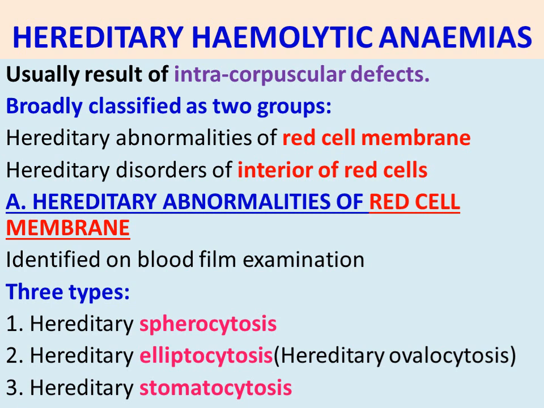First let us discuss the hereditary abnormalities of the red cell membrane. These are identified on blood film examination, that means we can examine the blood film and determine the red cell membrane damage. There are three types: hereditary spherocytosis, hereditary elliptocytosis, and hereditary stomatocytosis.